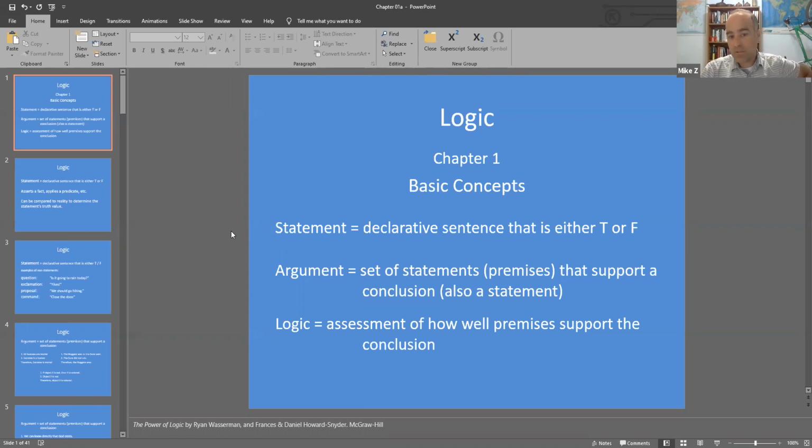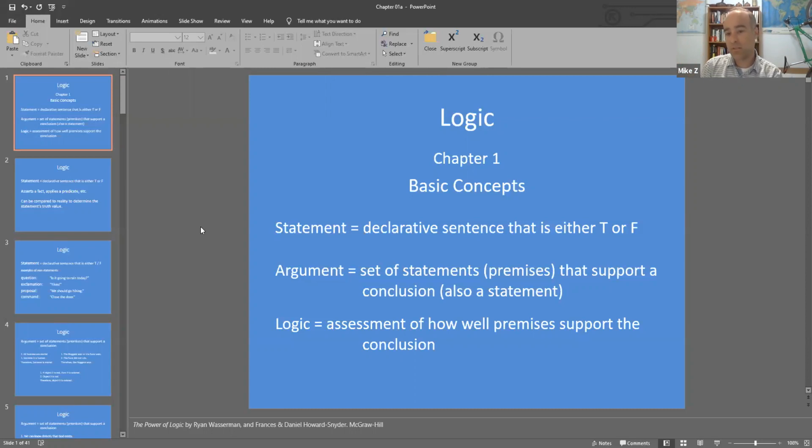A statement is simply a declarative sentence, a sentence that can be assessed as being either true or false. We compare the statement to reality and decide if the statement is an accurate description of the way reality really is. And then an argument in this context is just what it says here: a set of statements, which we call premises, that support another statement, which we call a conclusion.